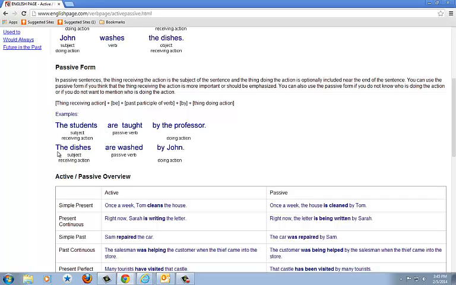Here we have the dishes are washed by John. The dishes receive the action, the dishes are washed, and John is doing the action. John is washing the dishes. But again, we have the passive verb with are, the verb be, and washed, the past participle of wash.